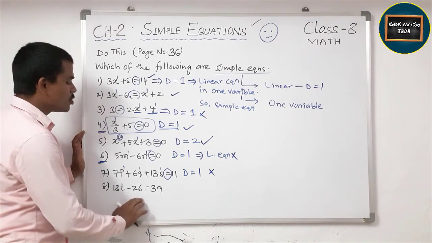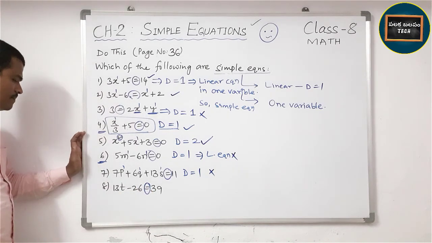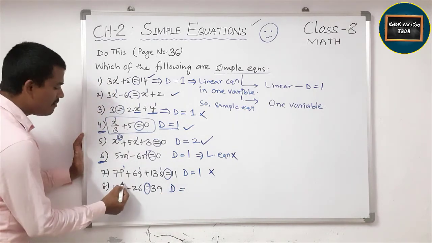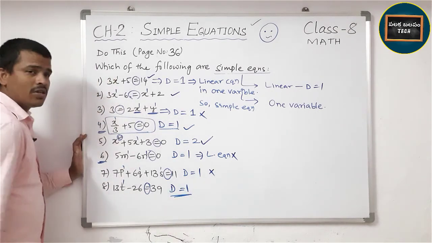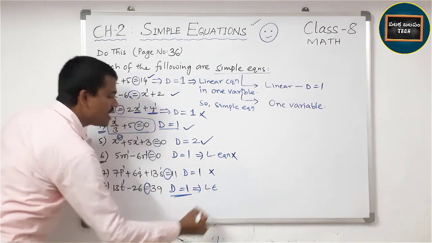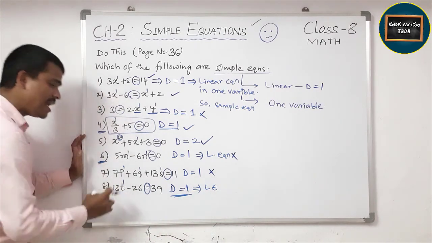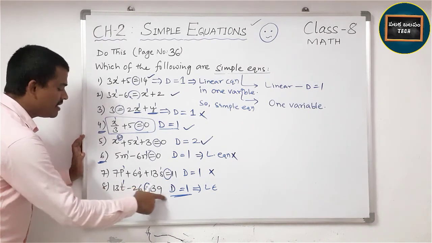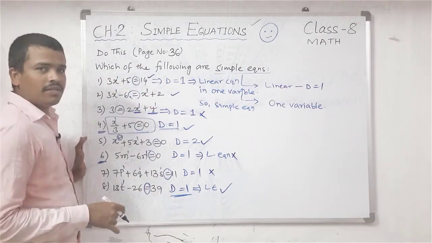Next, let us see the 8th question. 13t minus 26 equal to 39. Is it an equation? Yes, it is an equation. Now, what is the degree of this equation? The variable is t. The power of t is 1. So the degree of the equation is 1. It is called what? Linear equation, isn't it? So it is a linear equation in how many variables? Only one variable, that is t. It is a linear equation in one variable t. So it is called a simple equation. Okay, I hope you understand this.